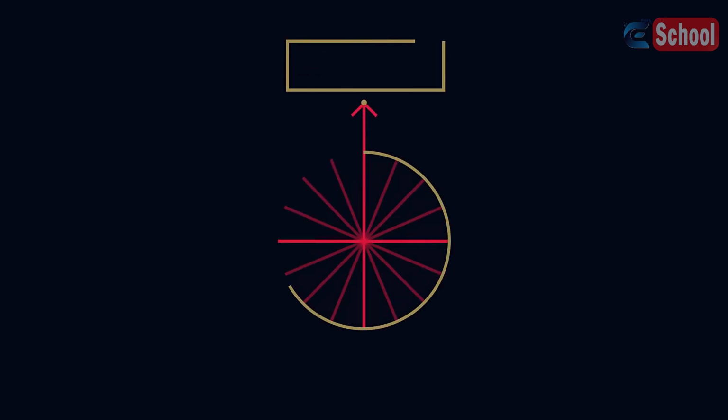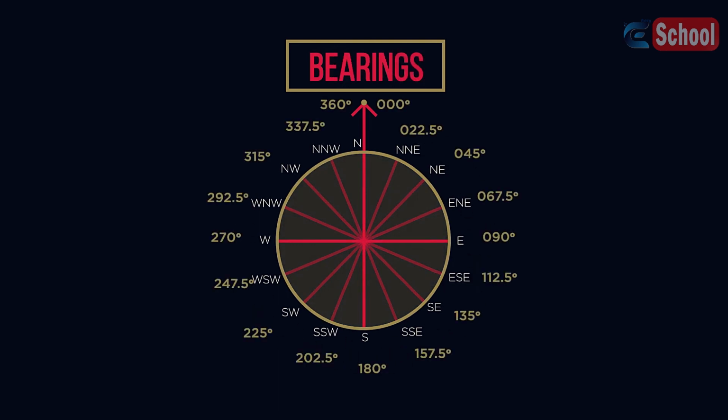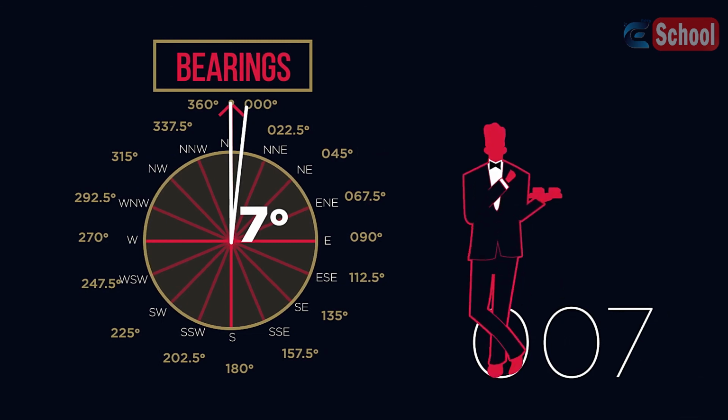There you have a quick guide to bearings. Remember, bearings help us with directions, and all bearings have 3 digits. So if you have an angle of 7 degrees, your bearing is 007 degrees. Not that James Bond ever got lost.